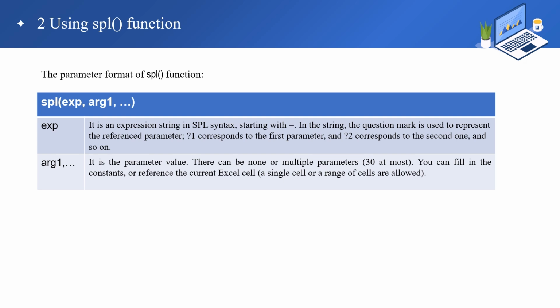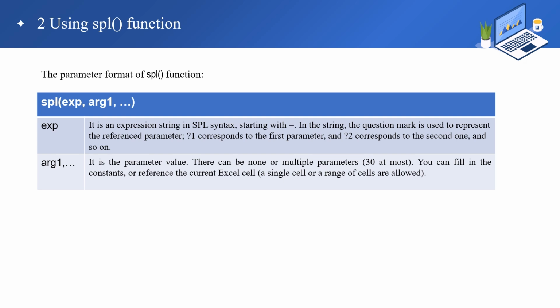The parameter format of SPL function is SPL, expression, arg1, arg2, etc., where expression is an expression string in SPL syntax, starting with equals sign. In the string, the question mark is used to represent the reference parameter, question mark 1 corresponds to the first parameter, and question mark 2 corresponds to the second one, and so on. arg1, arg2, etc., is the parameter value. There can be none or multiple parameters, 30 at most.